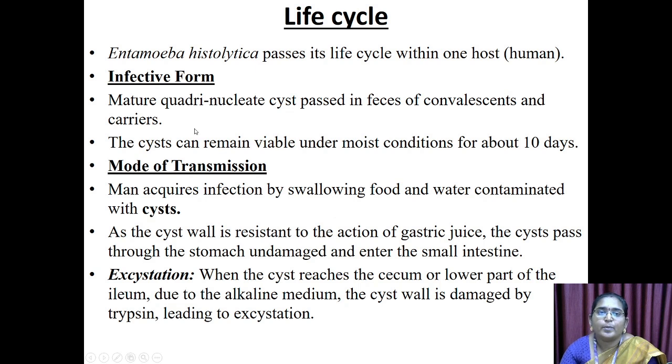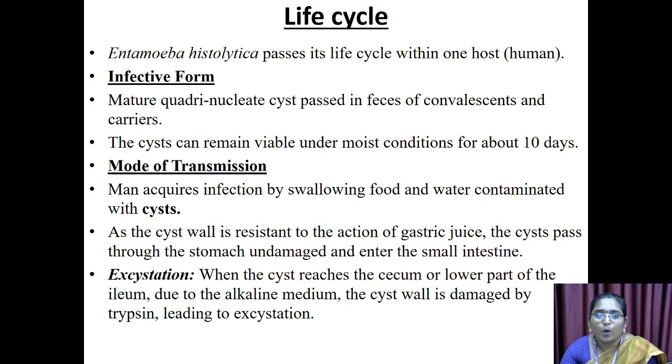Life cycle of Entamoeba histolytica. Entamoeba histolytica passes its life cycle within one host. Infective form: mature quadrinucleate cyst passed in feces of convalescents and carriers. The cyst can remain viable under moist conditions for about 10 days. Mode of transmission. Man acquires infection by swallowing food and water contaminated with the cyst.